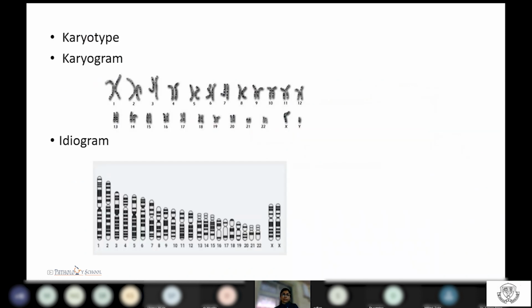Next, your karyotype. Your karyotype is your chromosomal constitution. Next is your karyogram, which is a figure that shows your karyotype, arranged in a standard array sequence. Then there is your ideogram, which is just a diagrammatic representation of your karyogram.